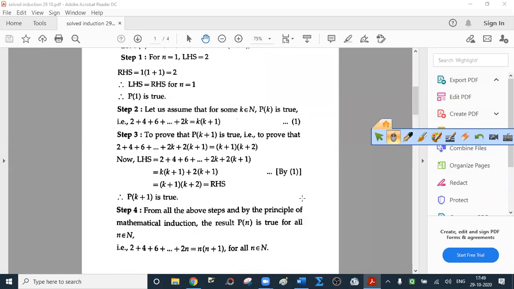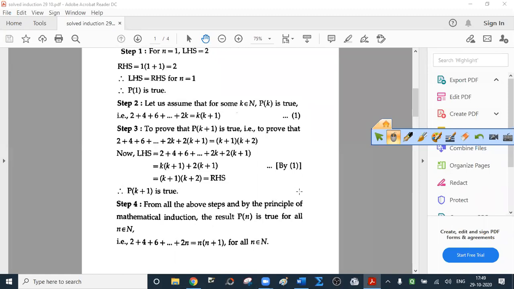So we can conclude that from above steps and by the principle of mathematical induction, the result P of n is true for all small n belonging to capital N. That is 2 plus 4 plus 6 up to 2n is n into n plus 1 for all natural values of n.